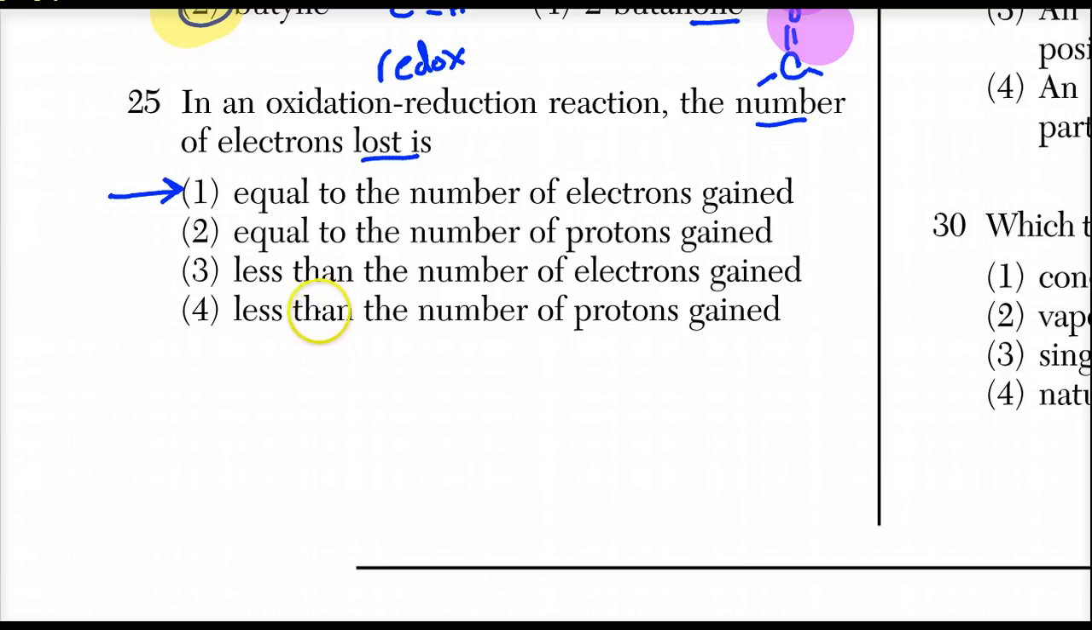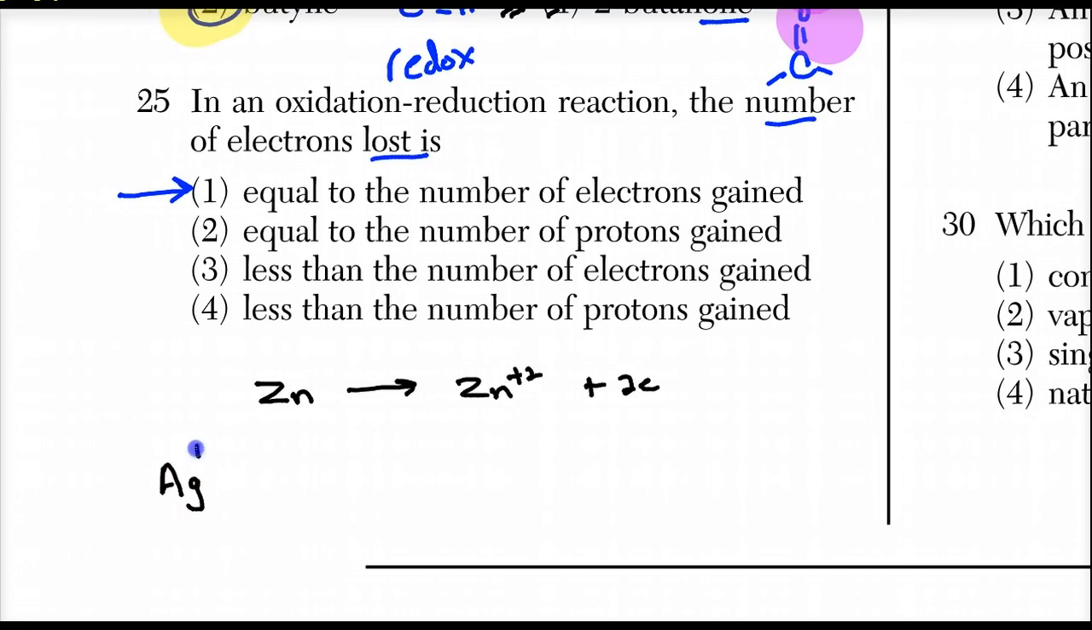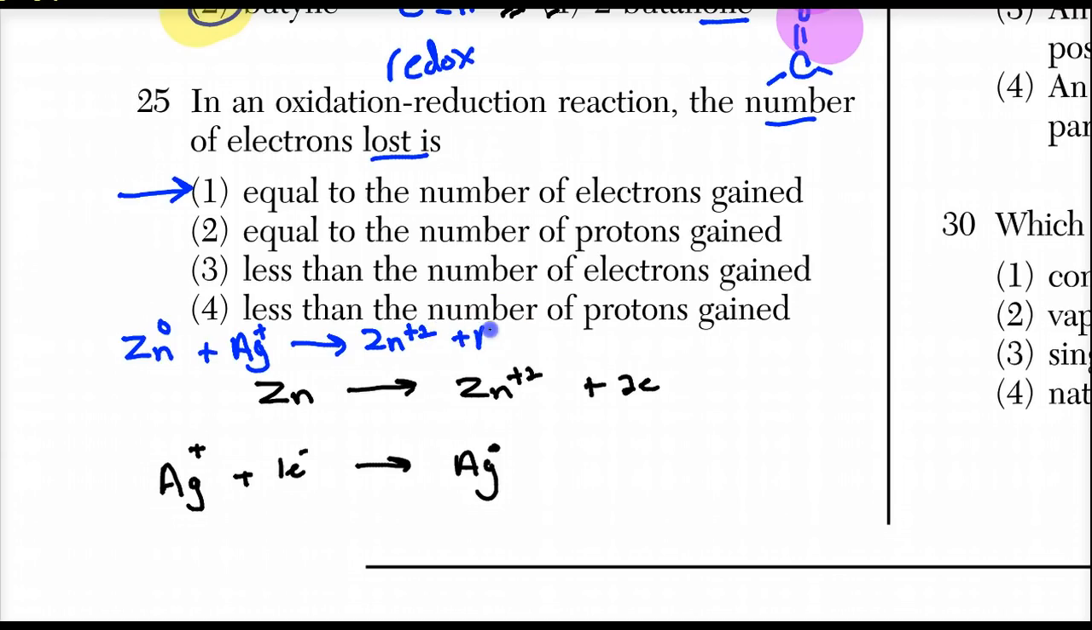Let's say I had zinc oxidizing. Zinc goes to zinc plus 2 electrons. And let's say we had silver plus ions getting reduced. The silver plus ion gains an electron and becomes silver 0. Now I probably should have written the chemical reaction first. The overall reaction, let's make it a net ionic: zinc 0 plus silver plus goes to zinc plus 2 plus silver 0.